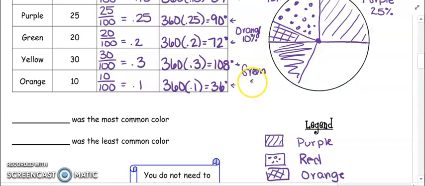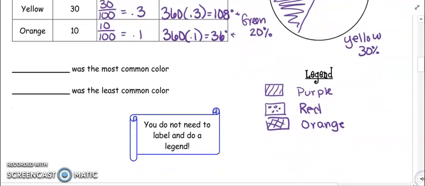Green, what do we say? That was 20%. And then I have my yellow. Yellow, I have 30%. Yellow happens to be my favorite Skittle, just so we know. All right, let's get this here. My pen stopped working, so hang tight. There we go. So green looked like that. And then my yellow was just blank.